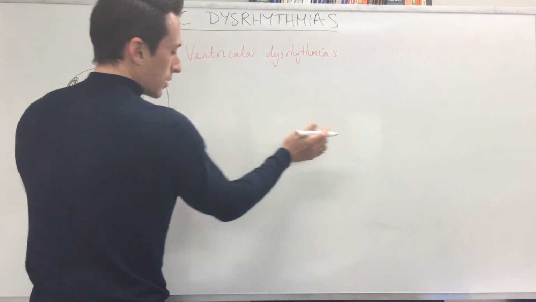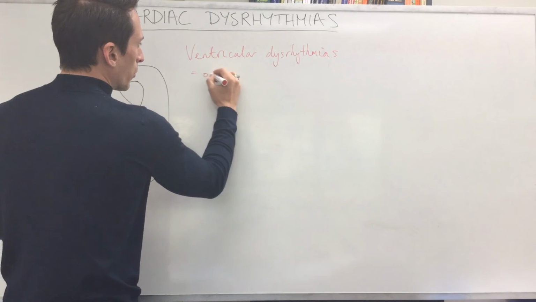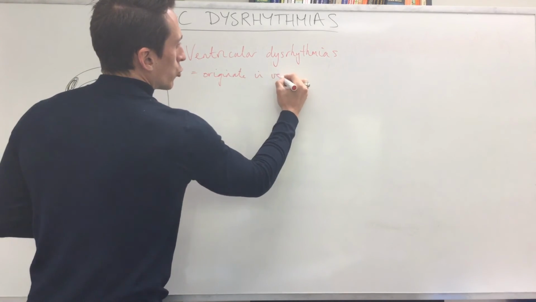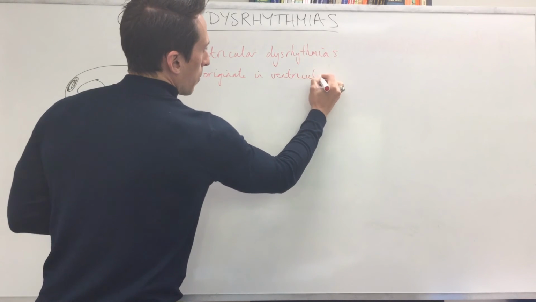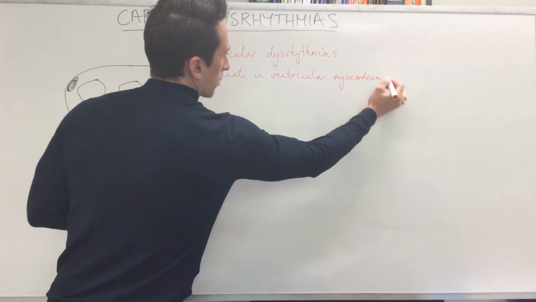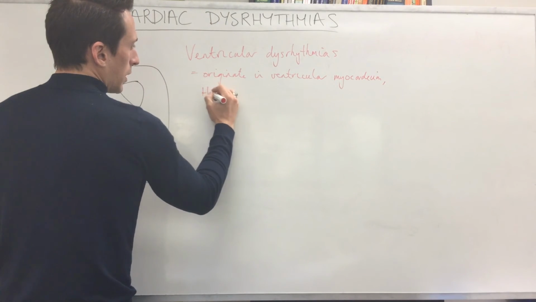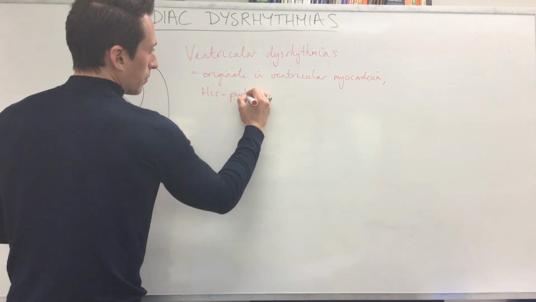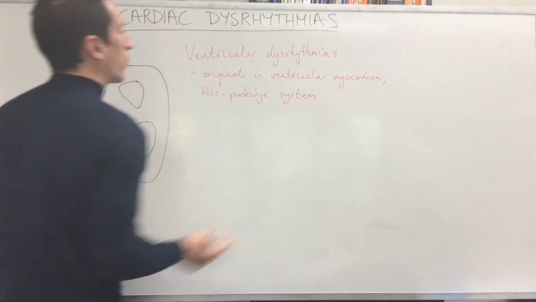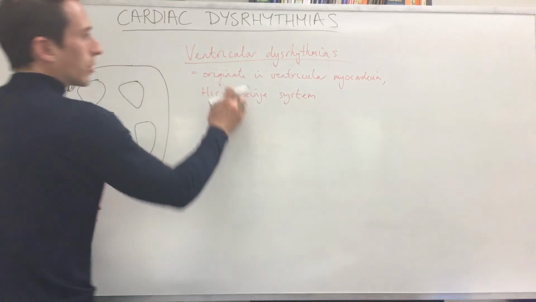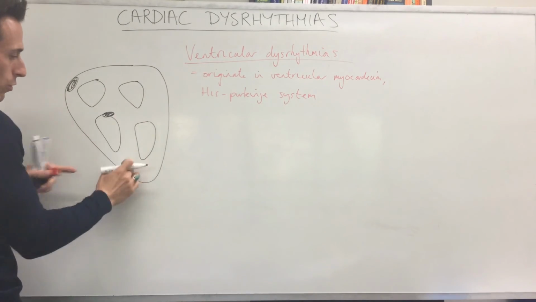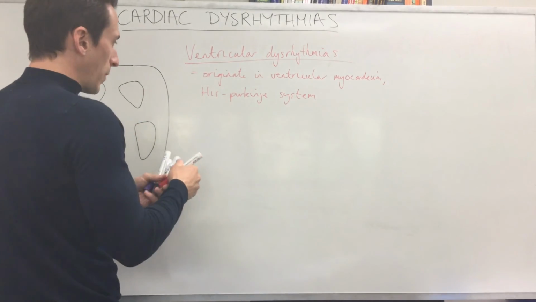Ventricular dysrhythmias are those that originate in ventricular myocardium or the His-Purkinje system. That's what we're referring to. Ventricular dysrhythmias are those that originate in the ventricular myocardium, so the muscle of the ventricles, the His or the Purkinje system. Two major types I want to look at.